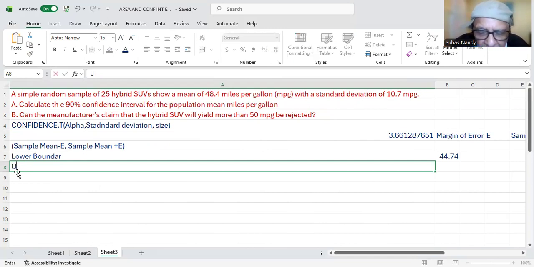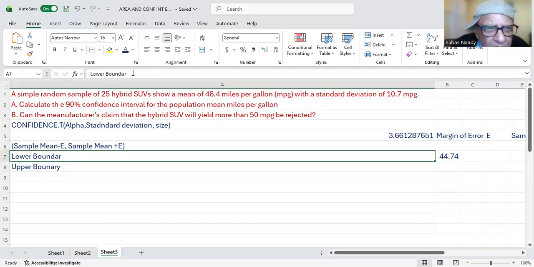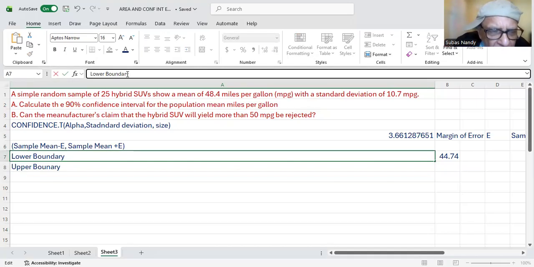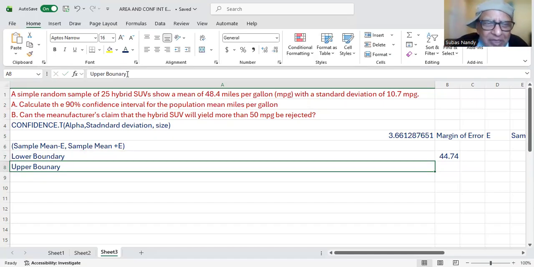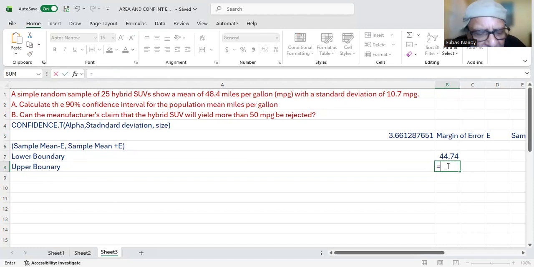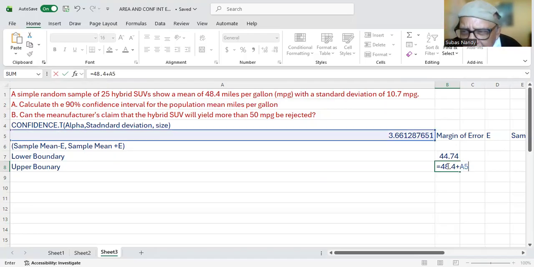What is the upper boundary? It is the sample mean plus E. So the upper boundary is equal to the sample mean, 48.4, plus the margin of error, which is in cell A5. Notice A5 is highlighted.